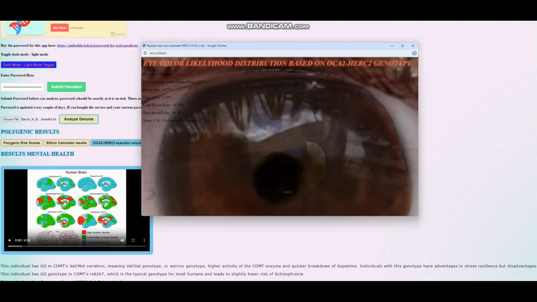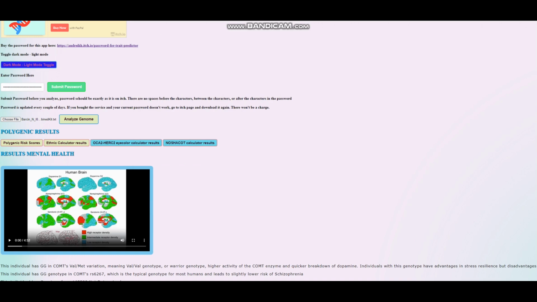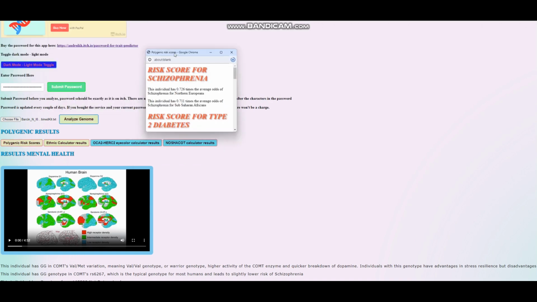And yeah, it is very dark brown. So it looks like it's dark brown eyes at 59%, light brown at 39%, and everything else is pretty much non-existent probability. So he's definitely very dark color of eyes and hair. Let's go ahead and check his polygenic risk scores, and we're going to save the ethnicity for last.